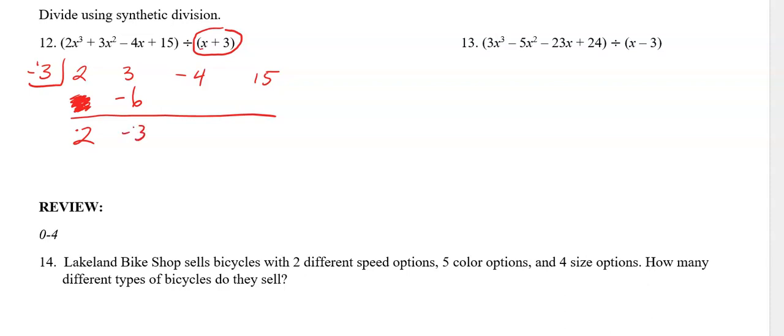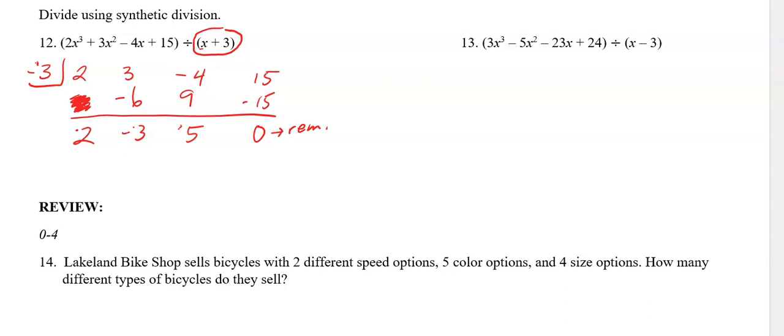Now I'm going to multiply negative 3 times negative 3, makes 9, add those. And I multiply finally 5 times negative 3, that's negative 15, and that makes 0. So to interpret these numbers, this is always remainder.